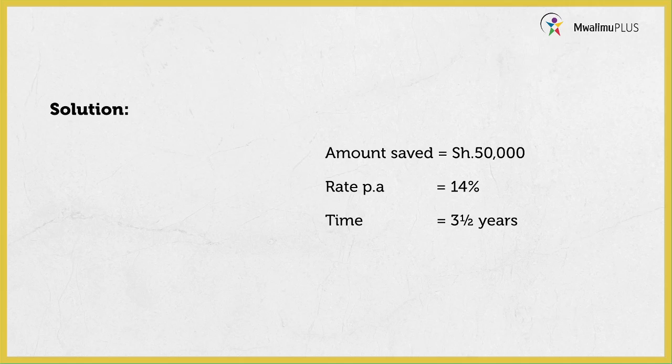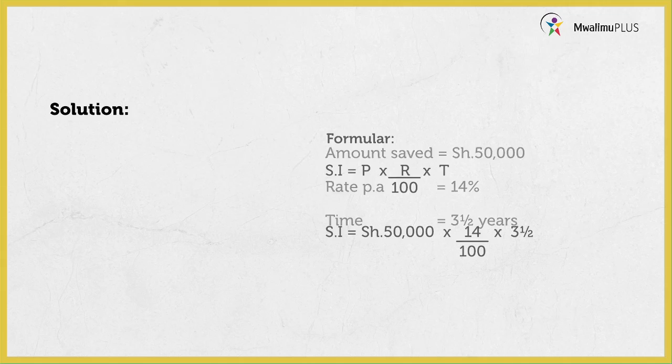Now, the next thing is to look for the formula that links these 3 into place. So here we go. The formula for finding simple interest is simple interest equals principal times rate out of 100, then you multiply by the time given.